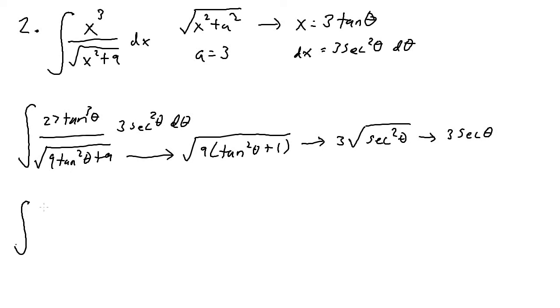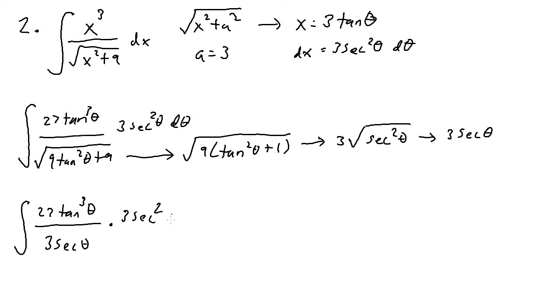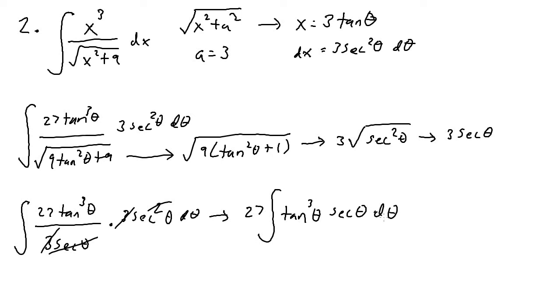So when I rewrite the integral, we'll get 27 tangent cubed of theta over what we have simplified the radical down to, which is 3 secant theta, multiplied by 3 secant squared of theta, d theta. So the 3's will cancel, one of the secants will cancel, and so we're left with the integral. And 27 is a constant, so I can bring that outside the integral. So we get 27 times the integral of tangent cubed of theta times secant of theta, d theta.